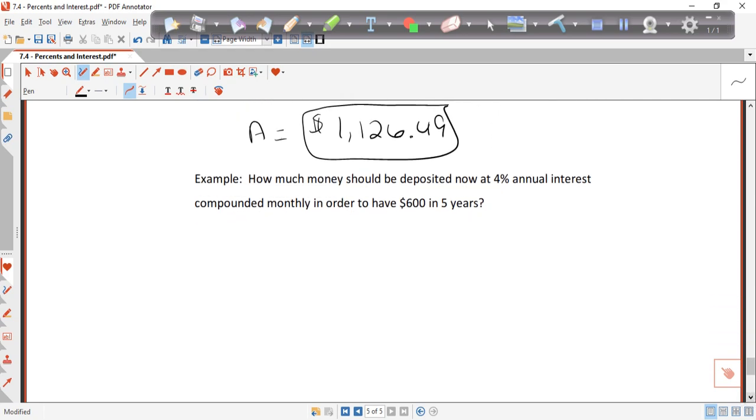And the last problem, how much money should be deposited now at 4% annual interest compounded monthly in order to have $600 in 5 years? Because again, there's that word compounded. So that immediately tells us we're going to use this formula.